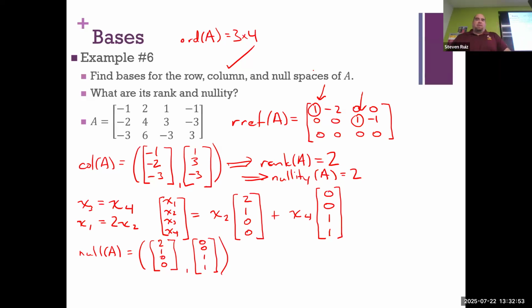Okay, so we got the null space, we got the column space, we got the rank, we got the nullity. Can I write a row space? I think I can do it without doing any more work than we've already done. What's a good row space here?